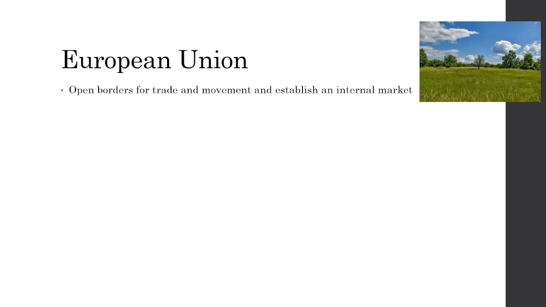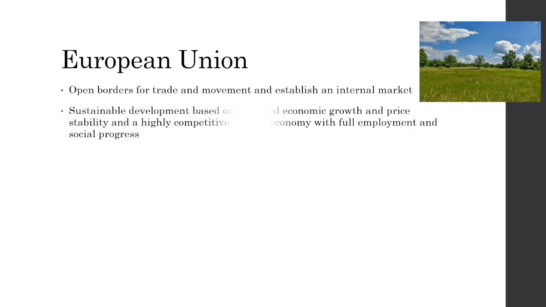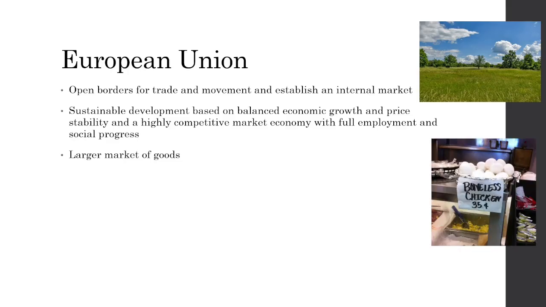So let's do a little in-depth analysis here of the European Union. This is kind of important for you to know. One of the main goals of the European Union is to open borders for trade and movement and establish an internal market between the European continent and the countries within it. It promotes sustainable development based on balanced economic growth and price stability, as well as having a highly competitive market economy, capitalism, with full employment and social progress. So with that being said, we're going to see a larger market of goods with this open trade across a variety of dozens of countries.